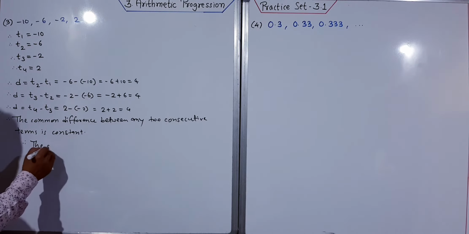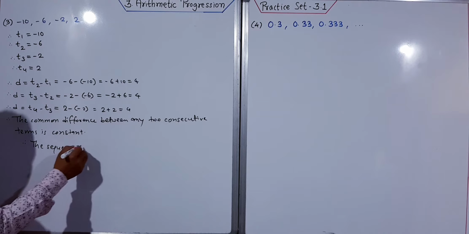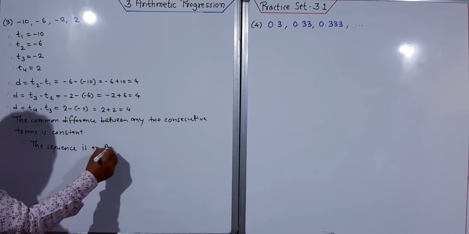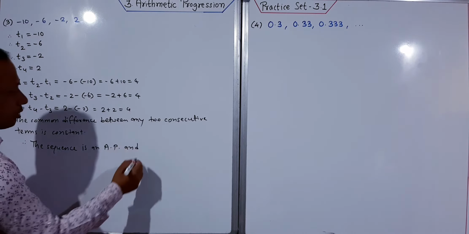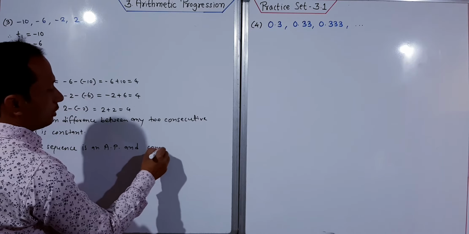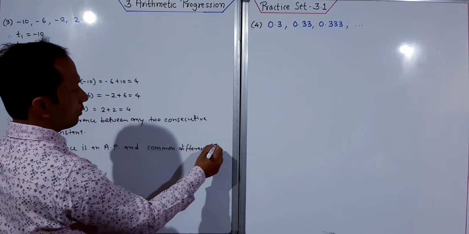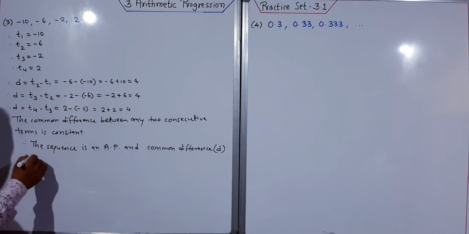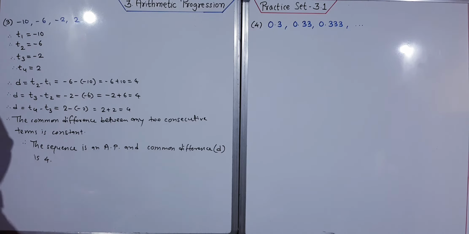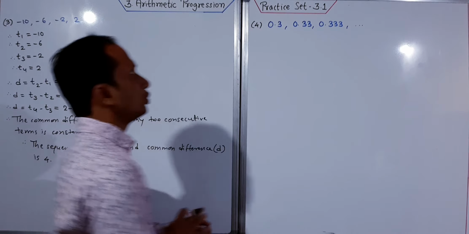The sequence is an AP, and you can write the common difference is 4. In the earlier case also, the common difference D is 4. Okay, so you'll get it like this. Come to the next point, 0.3.